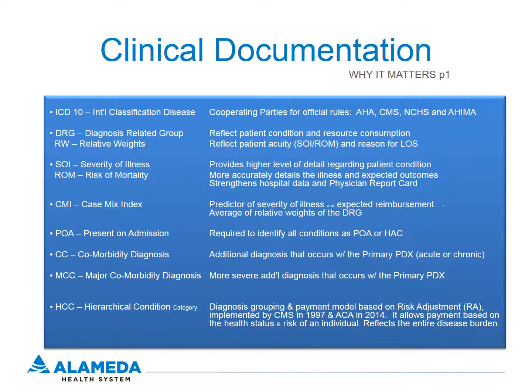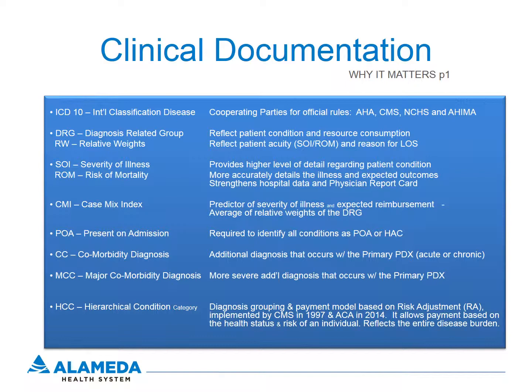Relative weights correlate to the DRG, and that reflects, it's just a weight, it's a number, and it reflects the patient's acuity that correlates to that DRG and how severely ill the patient is. And acuity is also reflected by SOI-ROM. So a severity of illness, which is SOI, and a risk of mortality, which is the ROM, that's just a higher level of specificity about the severity of the illnesses of the patient.